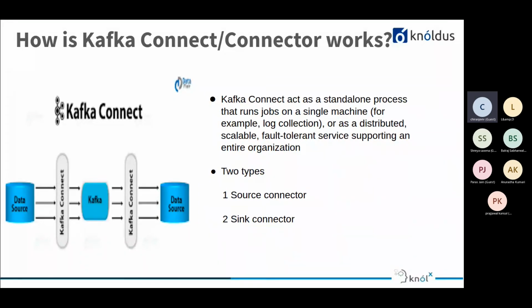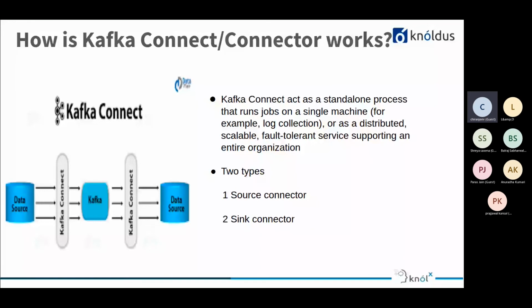Kafka Connect includes two types of connectors. First is source connector and second is sink connector. A source connector ingests entire databases and streams table updates to Kafka topics. A source connector can also collect metrics from all your application servers and store them into Kafka topics. And second one is sink connector. A sink connector delivers data from Kafka topics into secondary indexes such as Elasticsearch or batch systems such as Hadoop for offline analysis. Now we will understand why Kafka Connect came into existence.